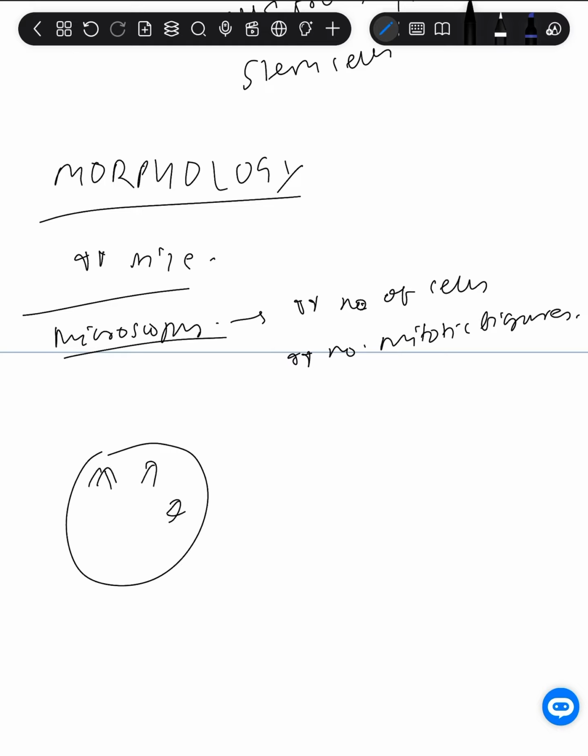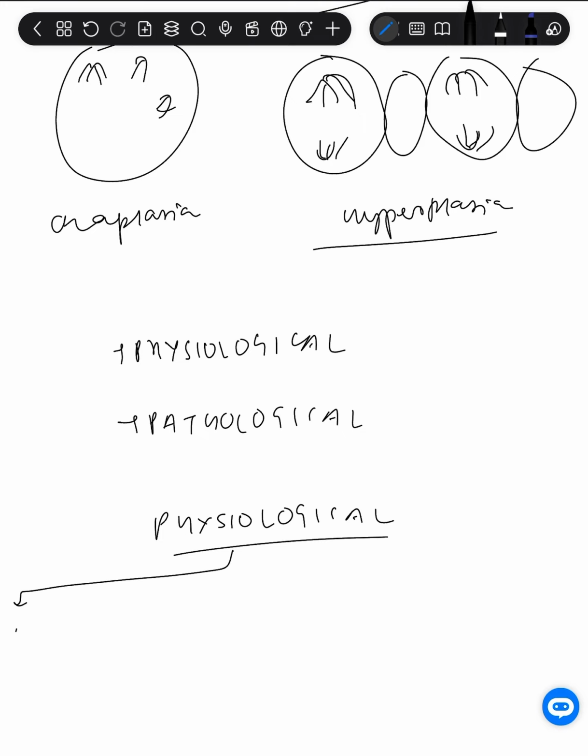Next, move on to the two types of hyperplasia. We have physiological and pathological. First, I'll deal with the physiological one. In physiological we have two varieties. One is called hormonal and one is called compensatory. But before that, I just told you the mechanisms, so make sure you know the mechanism of physiological.